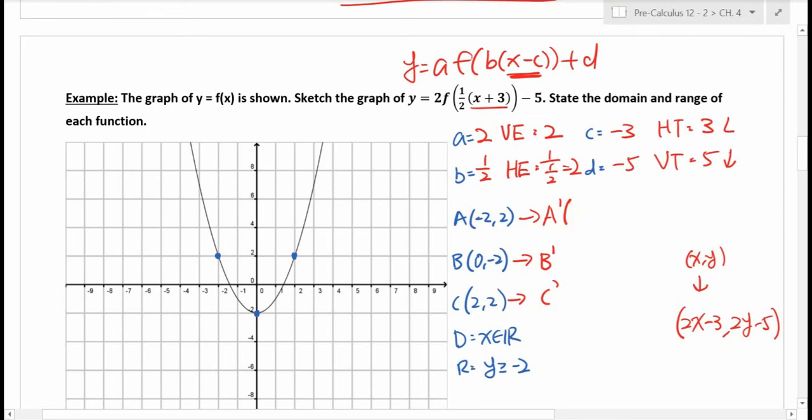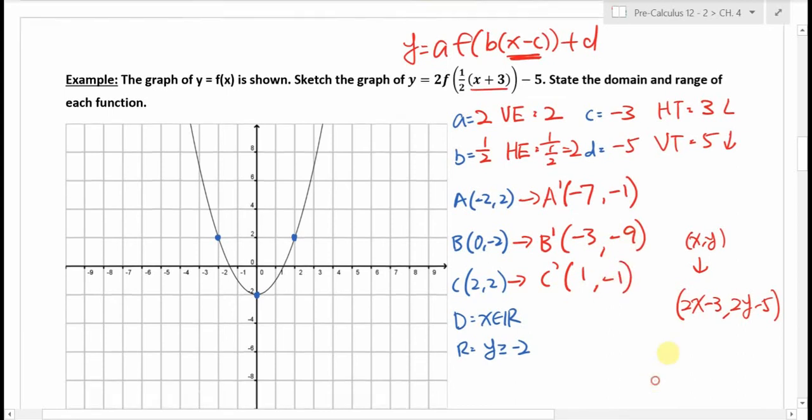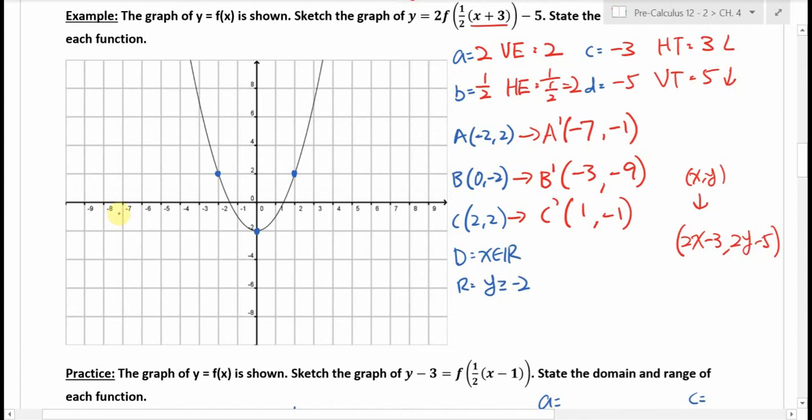Okay, so for x, I need to double and minus 3. So negative 2 times 2 is negative 4, minus 3 is negative 7. That's going to be negative 3. 2 times 2 is 4, 4 minus 3 is 1. For the y values, I need to double and minus 5. So 2 times 2 is 4, minus 5 is negative 1. This is going to be negative 9. And the last one is going to be negative 1 again. So now I can plot. Negative 7 and negative 1 is right here. Negative 3 and negative 9 will be somewhere here. Oh, I missed it. Right here. And then positive 1, negative 1 is right here. So there is my parabola.